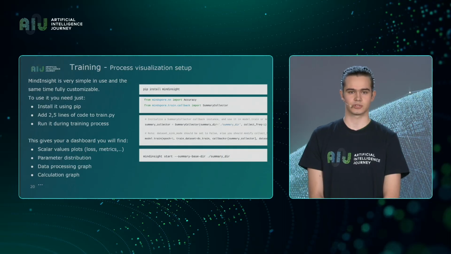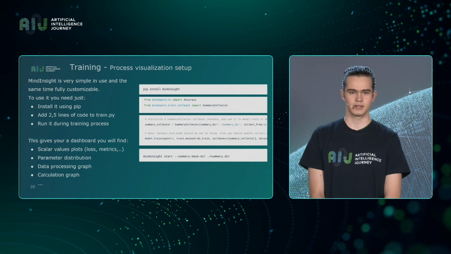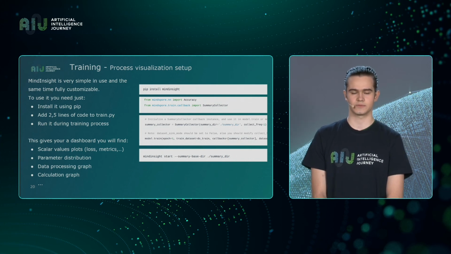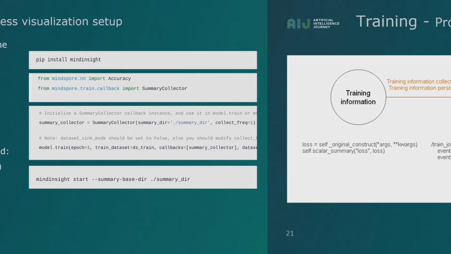Right now, let's discuss the process visualization step, because we don't have much time. In order to launch a very straightforward and simple mode, it's enough to use two lines of code. Install MindInsight, pip install, also import SummaryCollector that is going to log it all, and then also type in model.train. Then you run it.